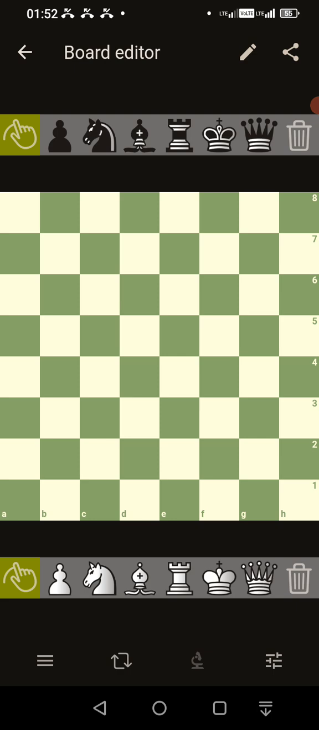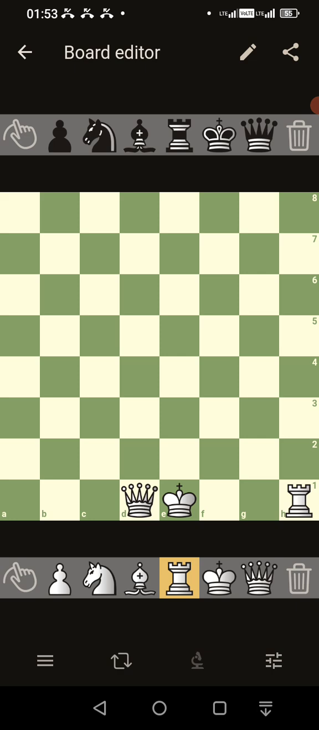Let's start with the chess pieces. I'm going to start with the queen. The queen has the symbol Q. Q for the queen. Let's go to the king. The king has the letter K. Okay. Let's go to the rook. The rook has the letter R.